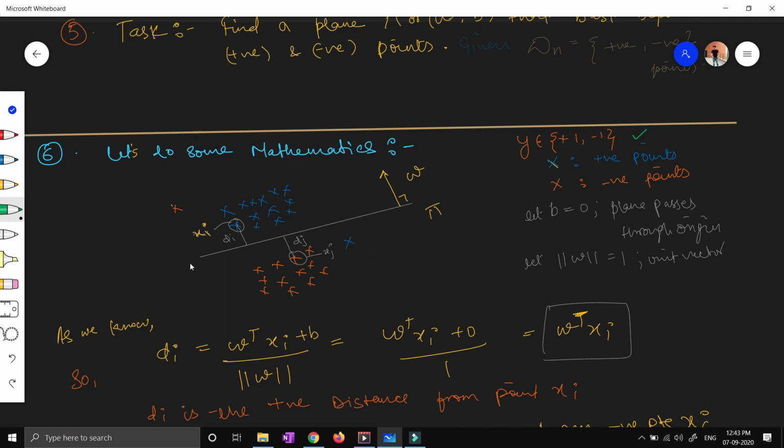And I have drawn a line or a plane, hyperplane you can say if it's in higher dimensions, pi, in which W is the normal to the plane. And it passes through the origin. So here, to simplify things, b equals 0 as of now. Let's assume this. So b equals 0 because my plane passes through the origin.